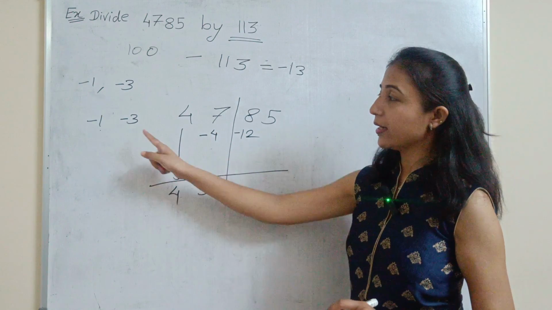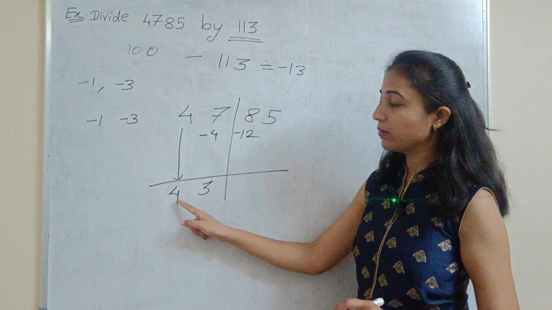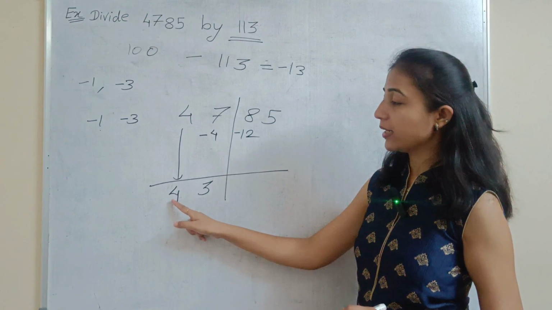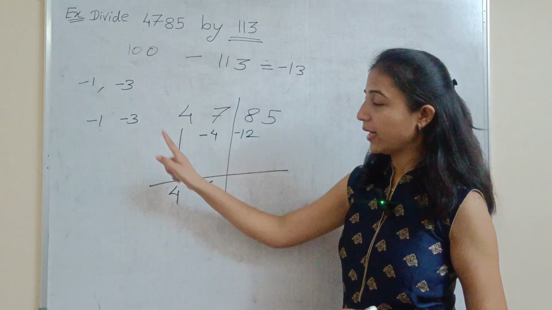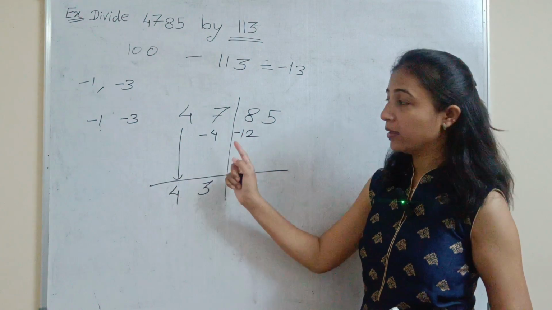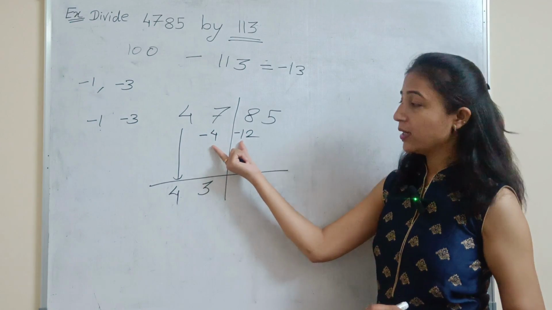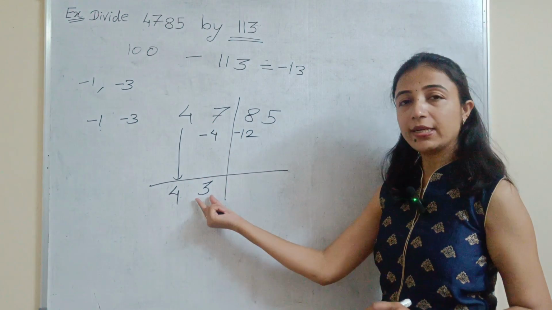Now with 3, do the same process as we did in the first step. 3 multiplied by minus 3 is minus 9, and minus 1 multiplied by 3 is minus 3. So we will get this answer, and simplifying this number you will get 3.